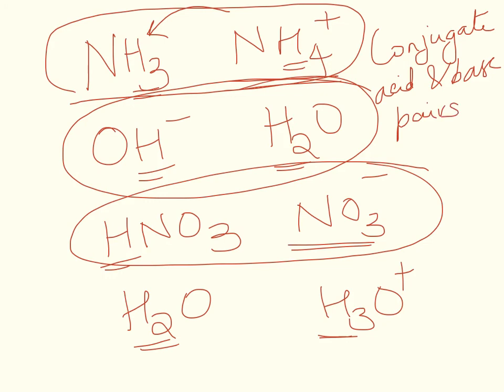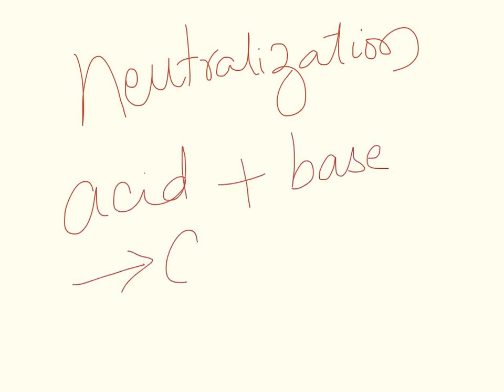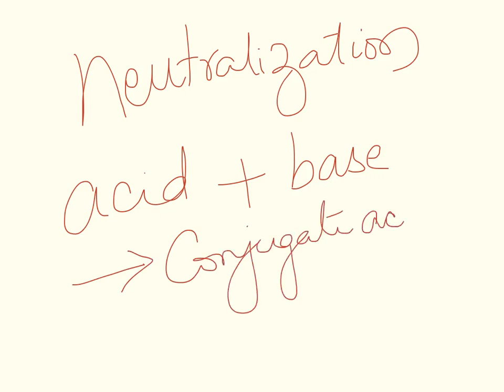According to Lowry-Bronsted theory, what is the meaning of neutralization reaction? Neutralization, what does this mean? This means acid reacts with base to produce conjugate acid base pair. So according to this theory, whenever acid and base react, conjugate acid base pairs are formed.